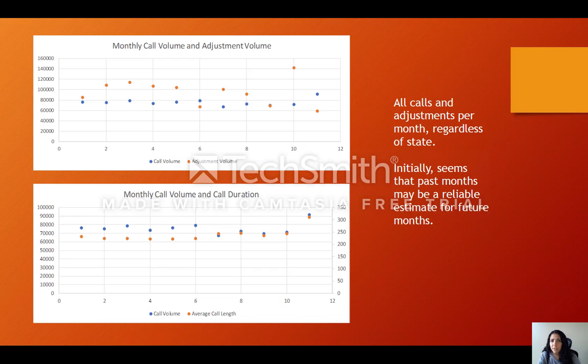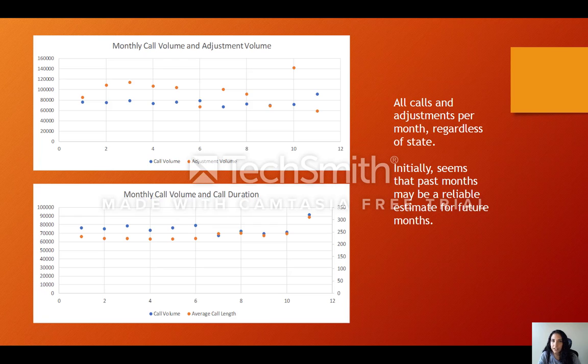We also took some averages for the month, so we averaged the call volume and the adjustment volume in this first graph, so how many calls, how many adjustments. And so the blue represents calls, the orange represents adjustments, and those are just the averages per month, so we can see what the average pattern looks like there, and also see that the two move in the same shape there, which could maybe represent a relationship.